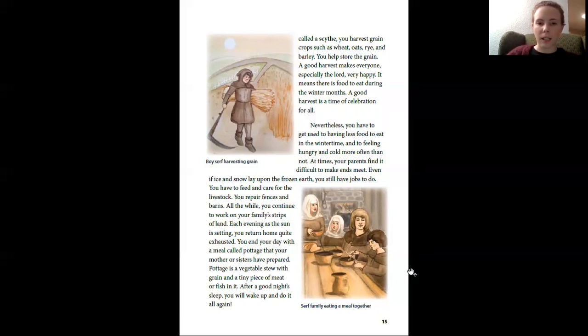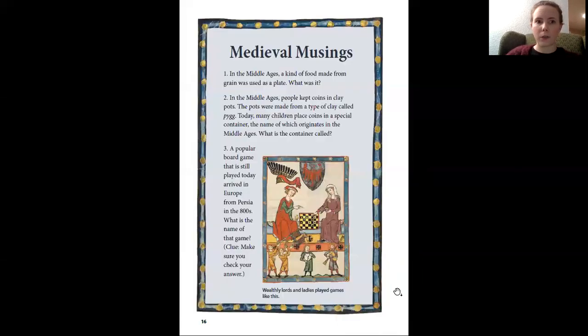So here we see an illustration of a serf family eating a meal together. So far today he's eaten 2 pieces of bread and some stew, kind of like some vegetable soup. So that is not very much food.